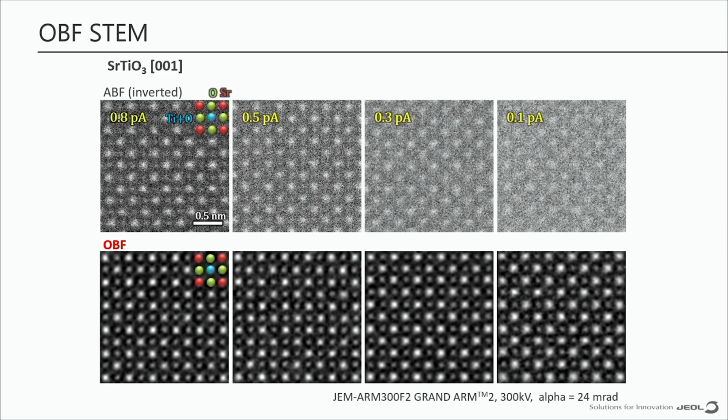So the top is an annular bright field image, so that's going to bring out your lighter elements and pop your lighter elements. The bottom are these OBF images. What I want you to notice are the beam currents as we're going all the way down to 1/10 of a picoamp all the way at the right. Very, very, very low dose. The ABF image barely even shows up, but we do the reconstruction of the optimal bright field, and it looks almost no different than with the higher probe currents.